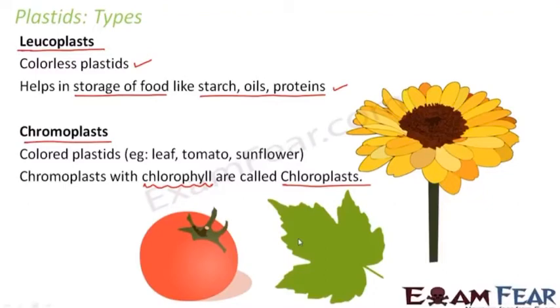Clear? So that means there are two types of plastids. One is chromoplast, one is leucoplast. Chromoplasts are the colored plastids. So what is the purpose of chromoplasts? They actually give color to the different parts of the plants, right? Chromoplasts which are green in color are called chloroplasts, and they are present in the leaves of the plants. On the other hand, leucoplasts are colorless plastids, but they help in storage of food items inside the plant, right?